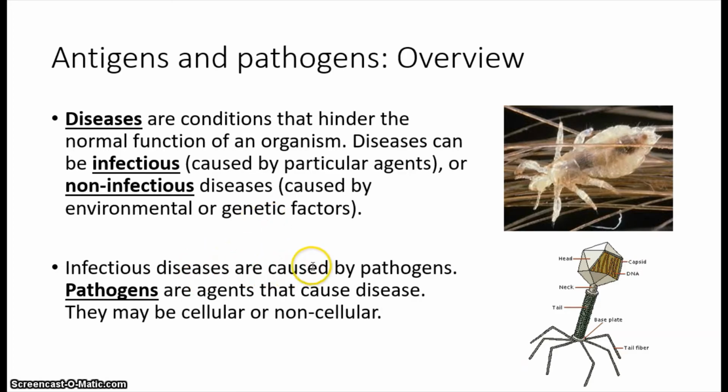Infectious diseases are caused by particular organisms or agents called pathogens, and pathogens we define as being agents that cause diseases. They can be cellular or non-cellular. One of the reasons we've specified that they're agents that cause disease is because they're not really all organisms. Some of them aren't technically alive, because usually one of the defining characteristics of something that's alive is that it is made of cells. And we do have some pathogens, some agents that cause disease, that are non-cellular, not composed of cells.